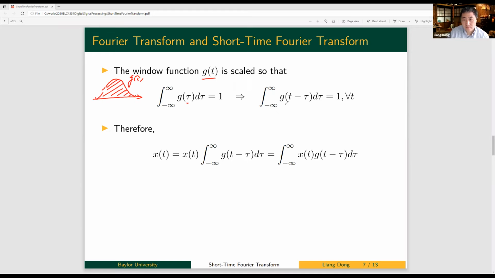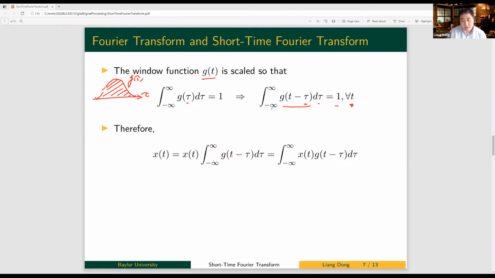Which means that if I shift my window function, it becomes g(t - tau), and integrating over d tau still gives me 1, right? For any time t. Now this changes a little bit. Here, I'm using this variable t for shifting, and using tau as the time domain variable, so the integration is over tau.